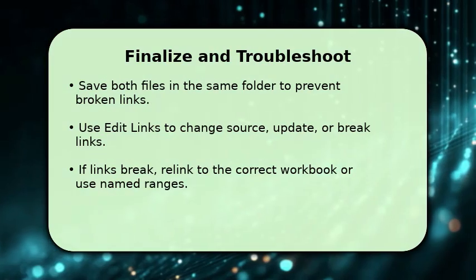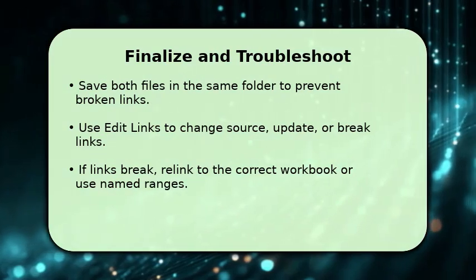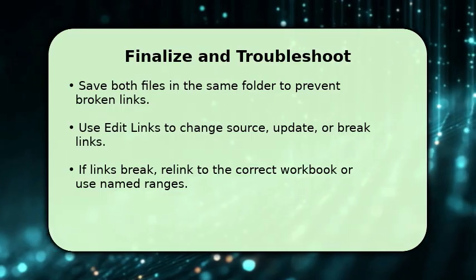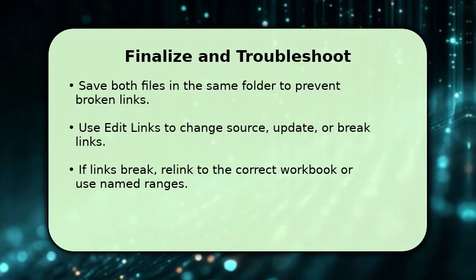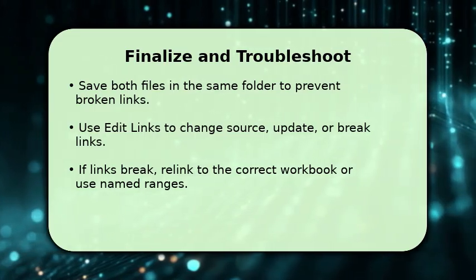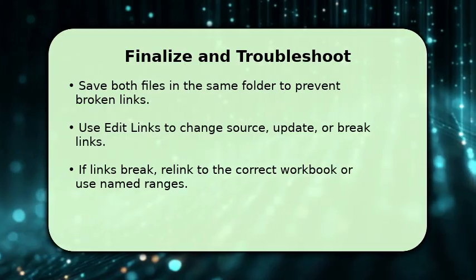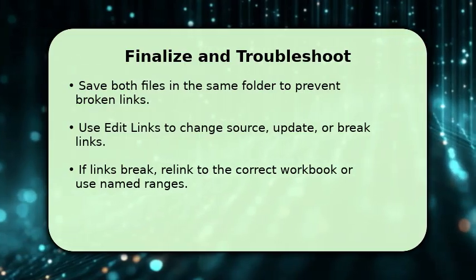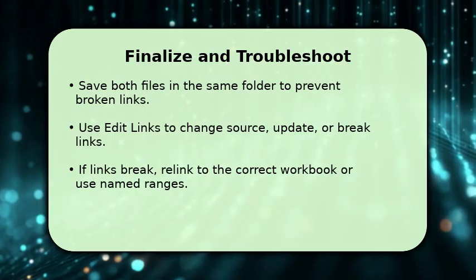To finish, save and close Excel, then save your PowerPoint. Relative paths help keep the connection stable. Reopen PowerPoint and use Edit Links to confirm the correct source file and Update option. Change source if the workbook moved. Test by changing a cell in Excel and updating links in PowerPoint.